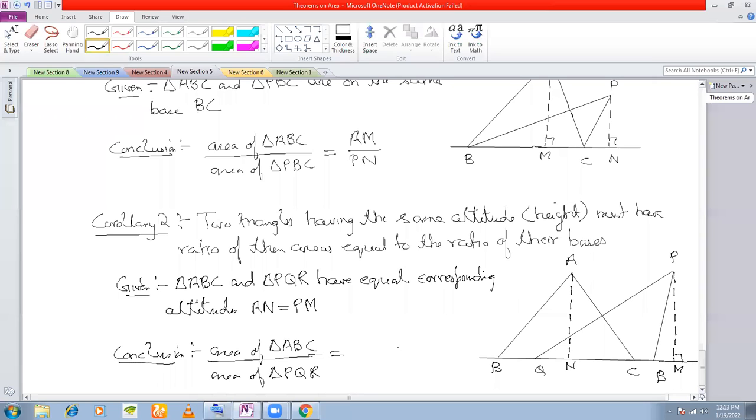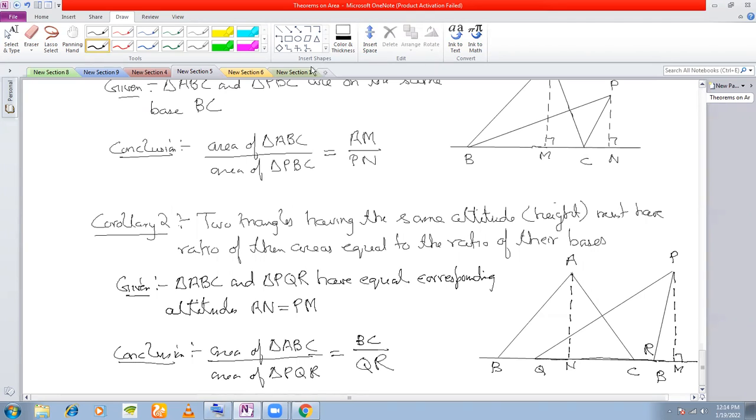What are the bases? Can you tell me the bases? What is the base of triangle ABC? BC. And which one is the base of triangle PQR? This is the point R. No, sir, QR. QR is the base. Exactly. This is the base of this triangle. I have drawn only the altitude, right? Fine. So this is all about your theorems on area, the theorem part.